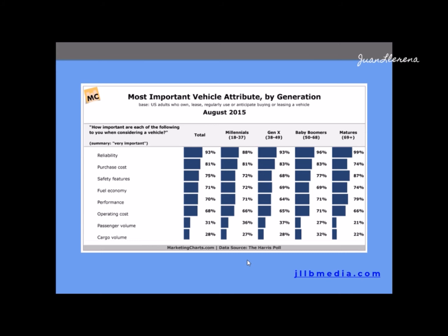Now when we look at, for instance, the matures, 99% are concerned about reliability. Obviously everybody's concerned about reliability, but the matures are the older ones, and maybe they just don't want to have to deal with replacing a tire, or they're concerned that their vehicle will hold up well in the snow or in the weather, that it doesn't break down and things like that, because it's more of a pain to deal with as we age. So it varies based on what their needs are and what stage of life we're in.